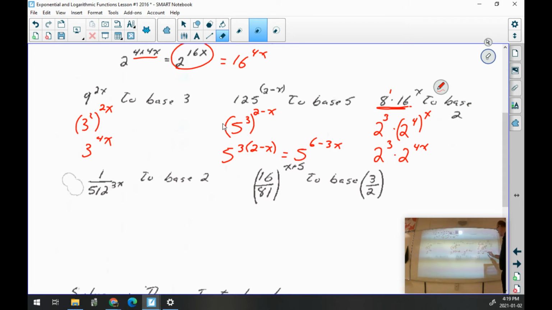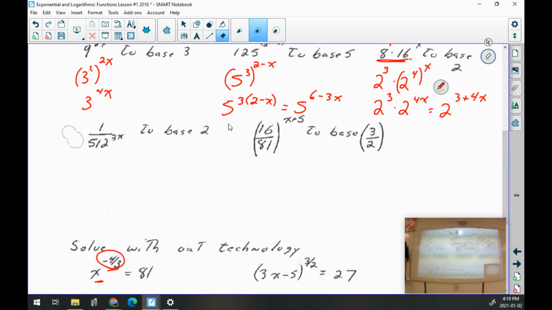Now we're going to add those exponents together. When multiplying exponential expressions with the same base, we just add the exponents. Multiplying exponential expressions with different bases cannot happen until you get them to the same base.